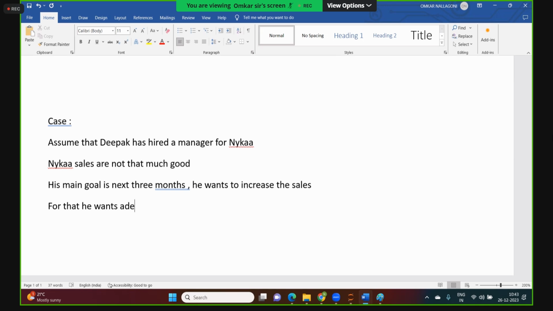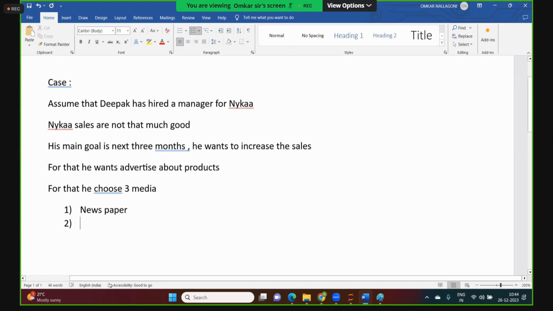He wants a brilliant idea. Advertise about products. For that, he chose 3 media. One is newspaper. Another one is TV. Another one is social media.